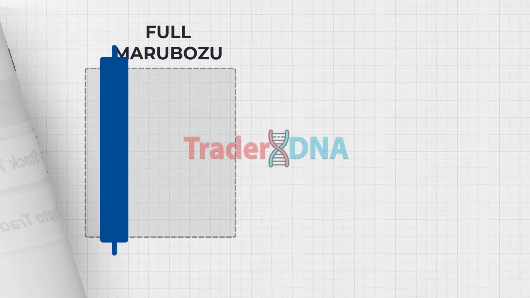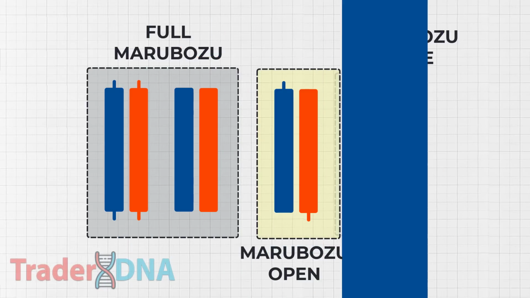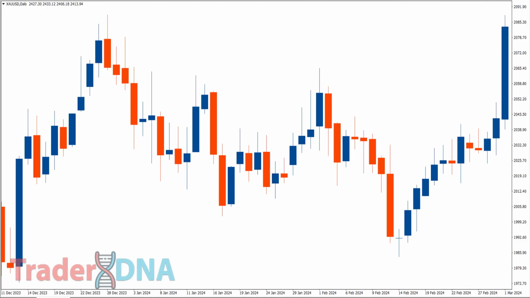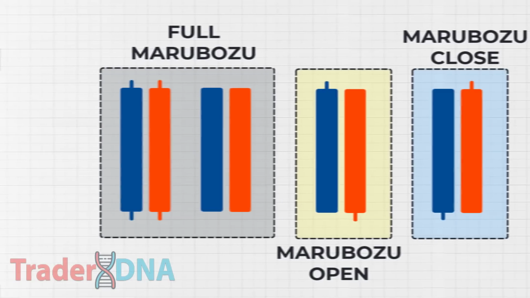A Marubozu candlestick is easily recognizable by its distinctive characteristics. It is defined by its high open or close price, distinguishing it from other candlestick patterns. Unlike traditional candlesticks, the Marubozu lacks wicks or shadows on either side, indicating that the highest or lowest trading point occurred at the end of the candle.